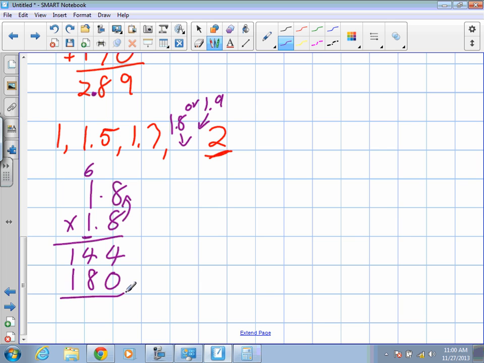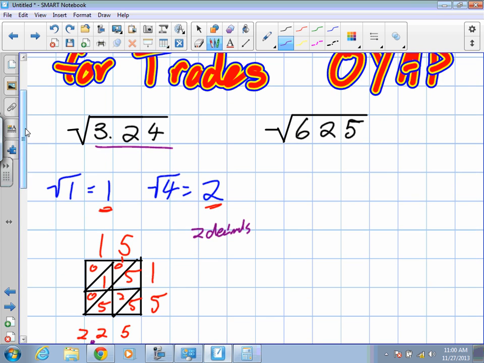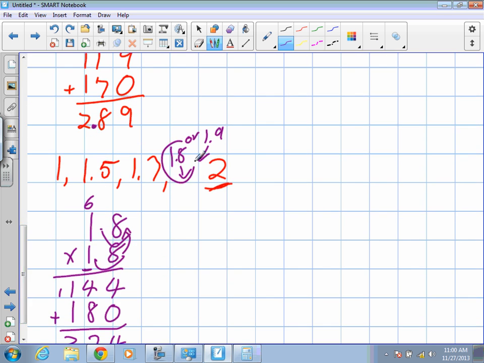Let's add our numbers. What's 4 and 0? 8 plus 4? 12. Carry the 1. And 3 ones is 3. How many decimal places were there? 2. So we go over 1, 2. 3.24. So we used a little bit of educated guessing to get to where we need to go.